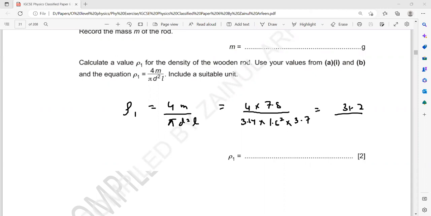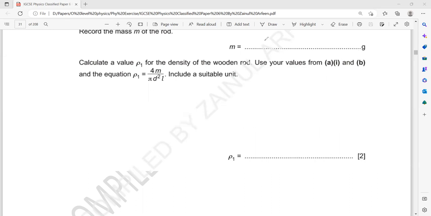What is the answer for this denominator? 29.74. And when you divide 31.2 by 29.74, that will give us the density, which is 1.05. And the suitable unit, as mentioned in the beginning, is gram per centimeter cubed. Why gram? Because the mass was in grams and the dimensions of the lengths were in centimeters. So gram per centimeter cubed.